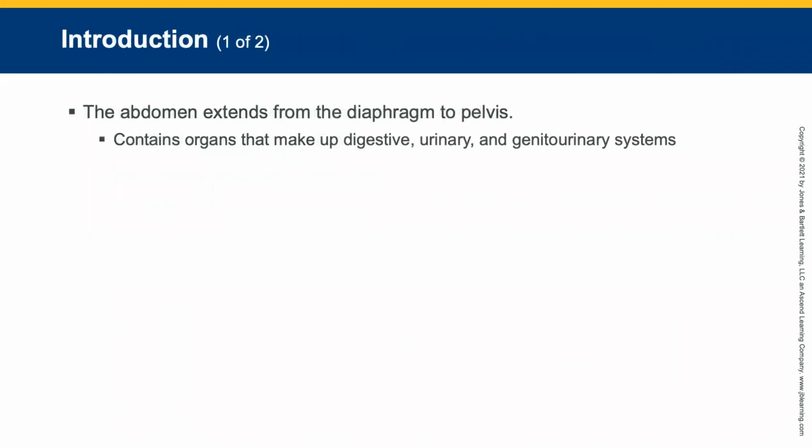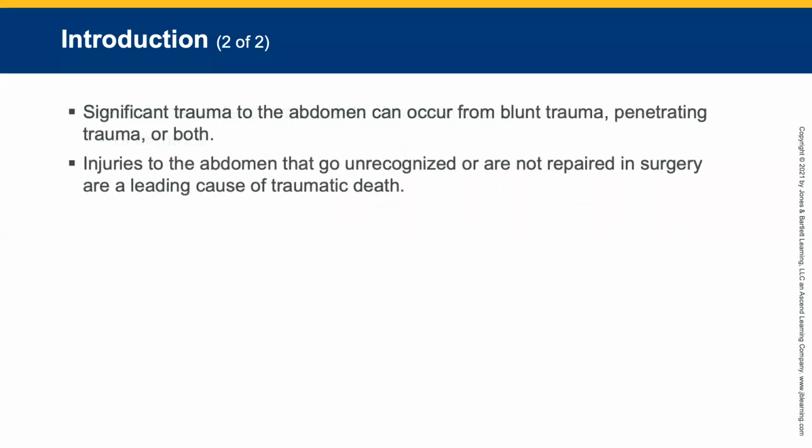All right. So the abdomen extends from the diaphragm to the pelvis. We talked about that the other night, when we know it stops at the diaphragm and it goes down and it holds all of our guts and intestines. All right. So the organs that make up the digestive, urinary, and genitourinary system are confined into the abdominal cavity. Significant trauma to the abdomen can occur from blunt injuries, penetrating trauma, or both. Injuries to the abdomen that go unrecognized and are not repaired in surgery are the leading cause of traumatic death.